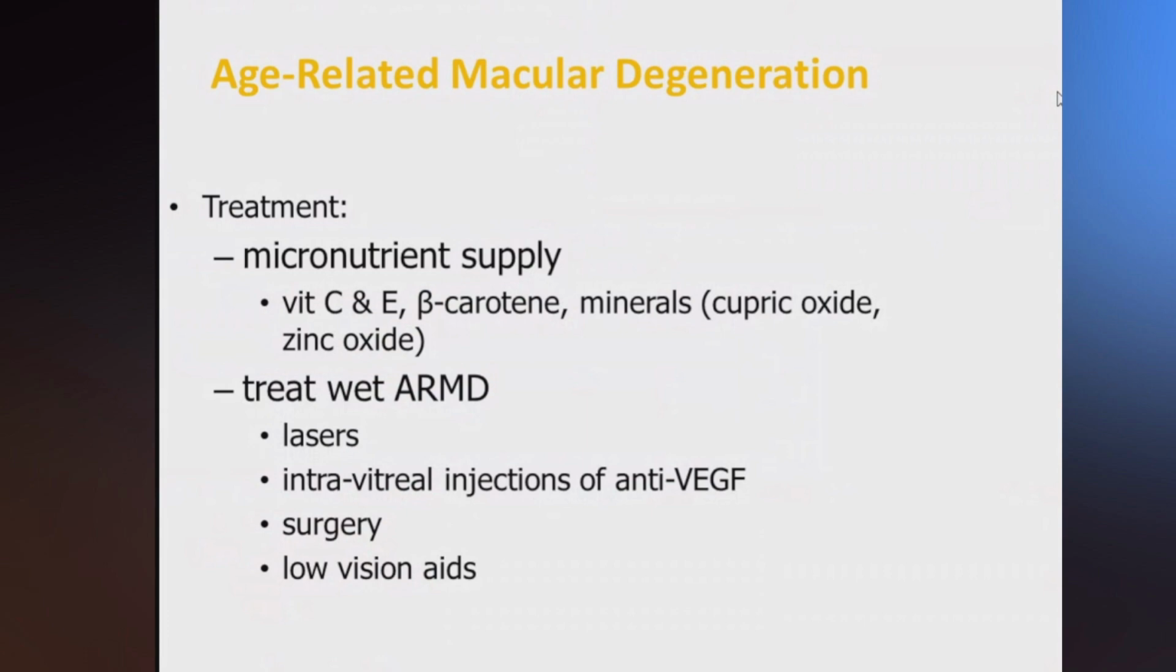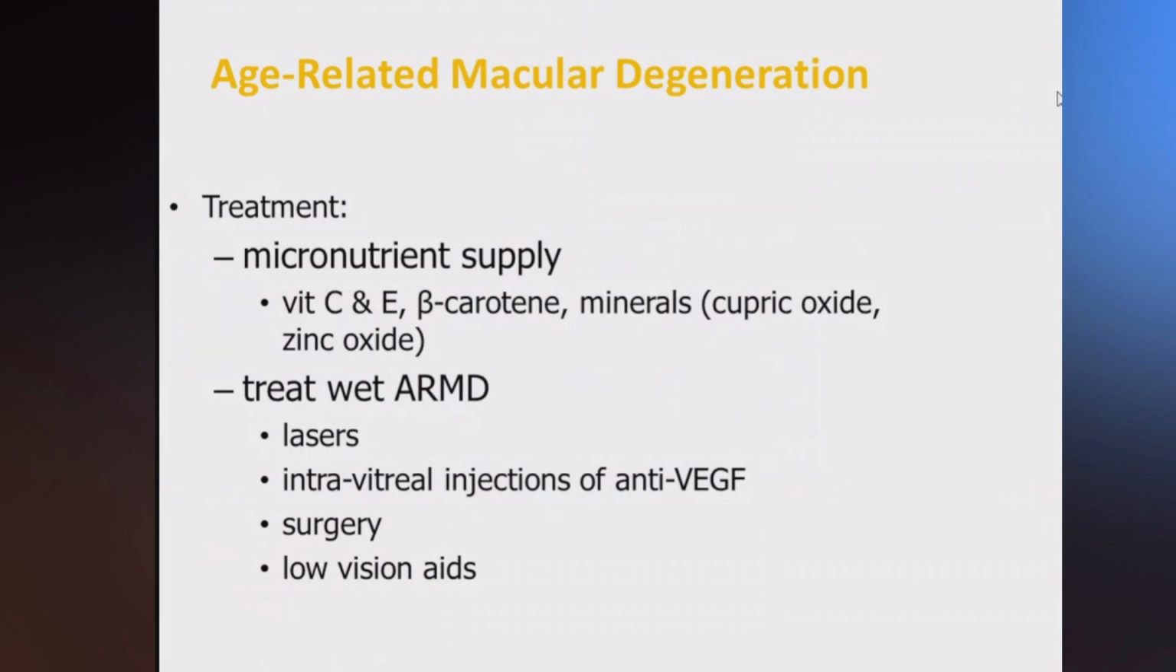We can use different lasers to burn this membrane, the subretinal neovascularization. But if this membrane is directly in the center, we can't use laser because we can hurt the normal retina.